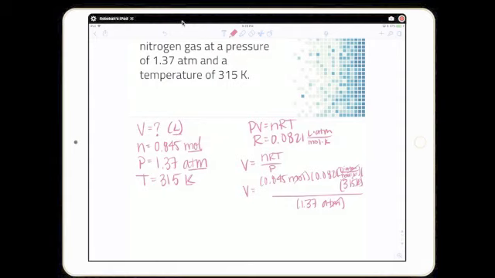0.845 times 0.0821 times 315 divided by 1.37. This means my volume is equal to 15.95, which for 3 sig figs we will round to 16.0 liters.